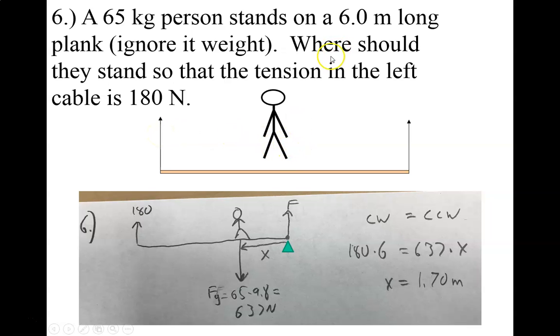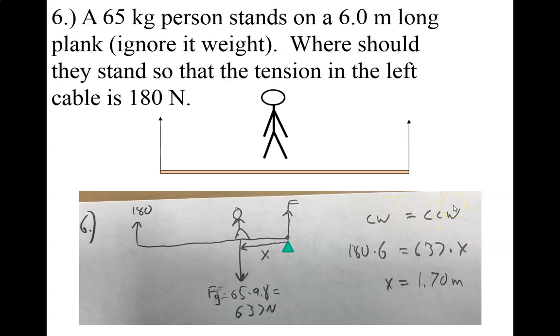Now this person's going to have a weight of about 650 newtons, and the left scale reads 180, which means they're going to be closer to the right side. Not that it really matters where I draw the person, but we are going to say that our clockwise torques equal our counterclockwise torques.